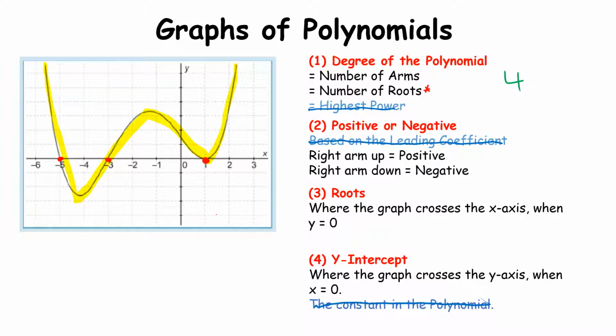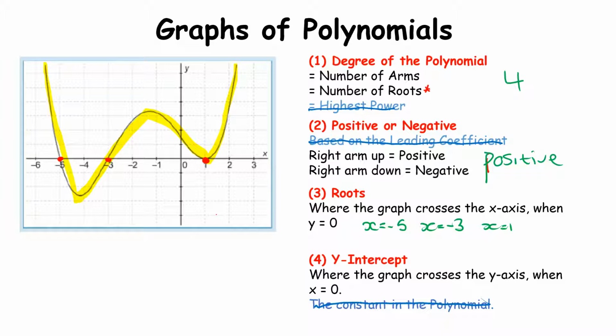Positive or negative, right arm up, right arm down. In this case, we have a right arm up, which means it is positive. So it's positive. And our roots, where the graph crosses the x-axis. Now, I know I should have 4 roots, however, I'm only seeing 3. So I'm seeing x equals minus 5. I'm seeing x equals minus 3. I'm seeing x equals 1. Where is my missing root?